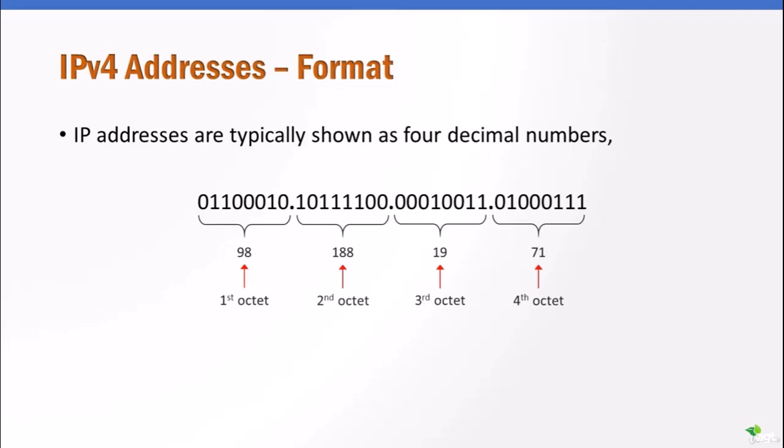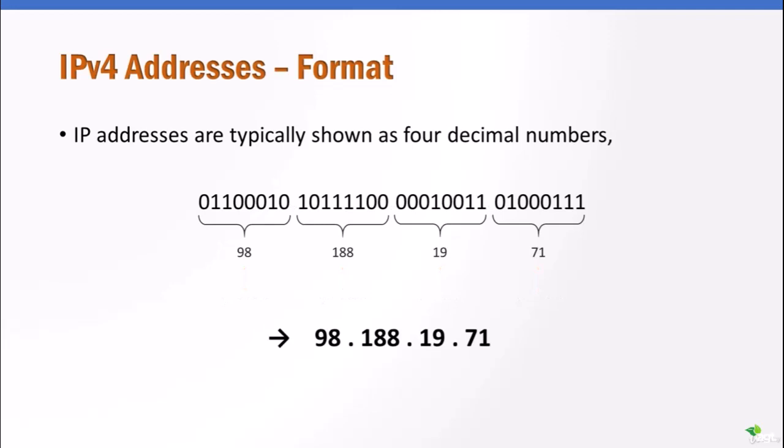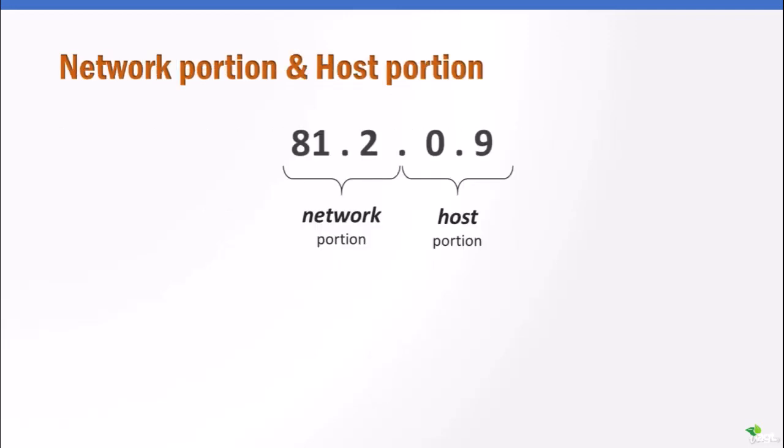Here's what this IP address looks like. It's 98.188.19.71. Now that we've talked about the singular octets, let's talk about portions in IP addresses. The first part of an IP address is always the network portion, and the second part is always the host portion. We can actually have one more portion in between.